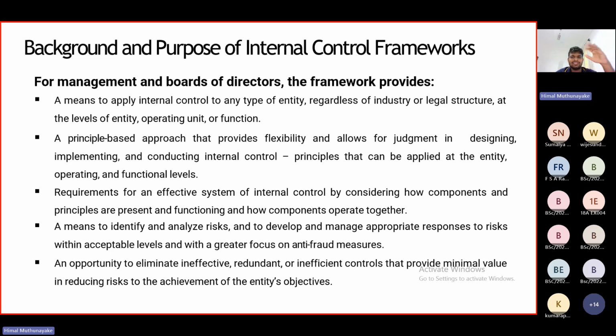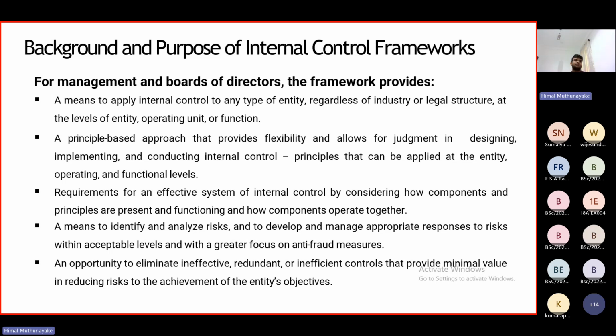Regardless of the industry or the legal structure, you can apply it, even if it's a partnership, a company, or a sole proprietorship, right? And also it is a principle-based approach that provides flexibility and allows for judgment in designing, implementing, and conducting internal control. These principles can be applied at the entity, operating, and functional level, right.